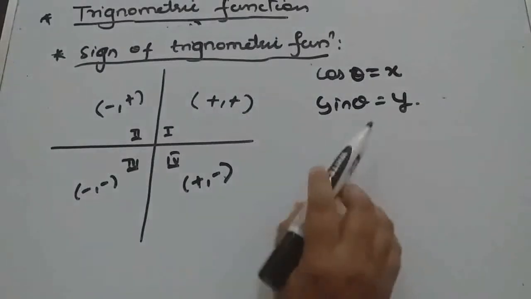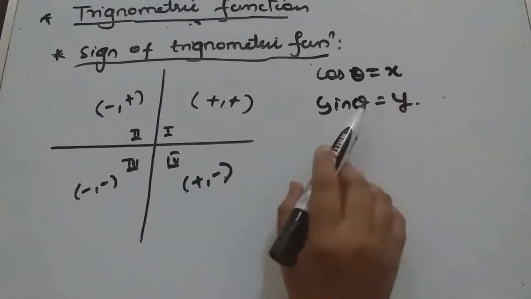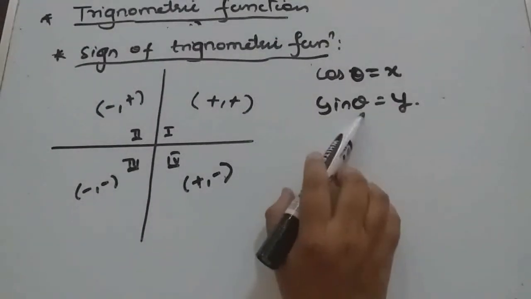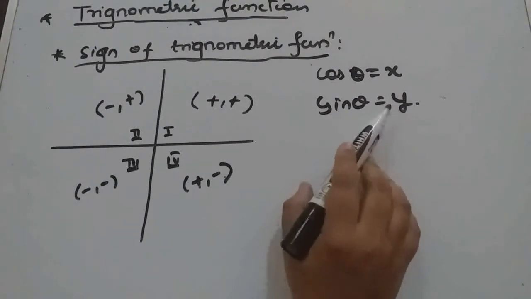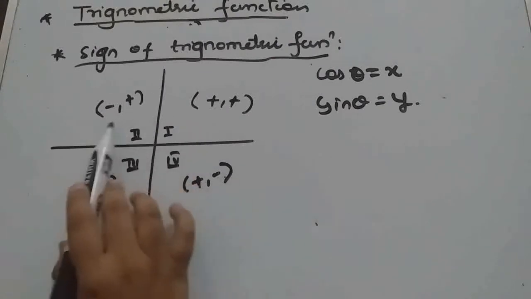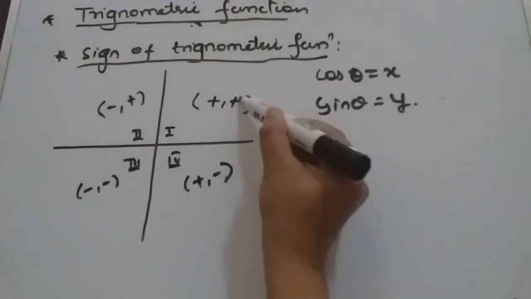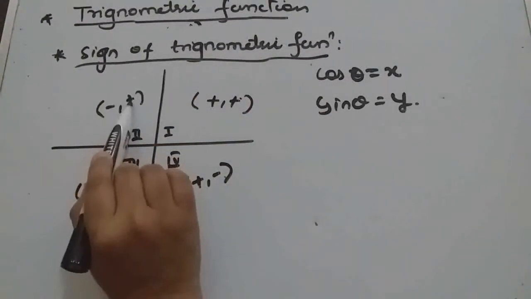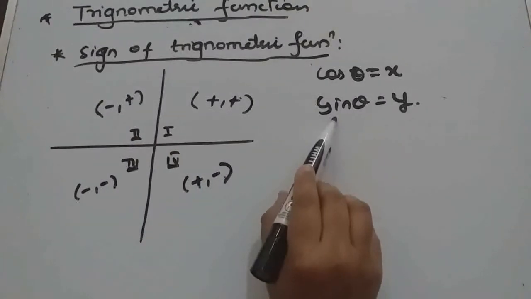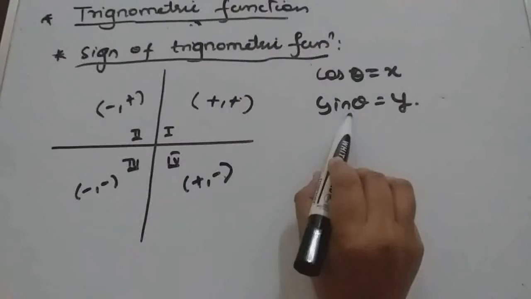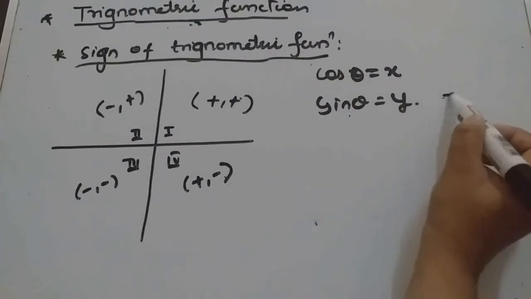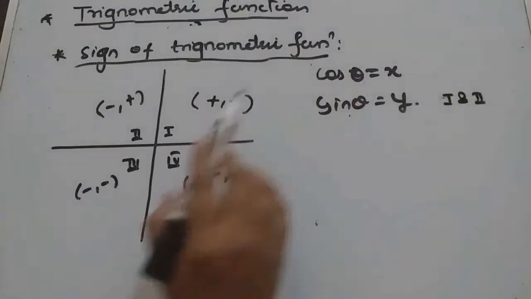Okay, so now we will discuss the sign of these functions. Suppose sine theta is what? Y coordinate. So in which quadrants is y positive? First and second, isn't it? That means sine theta value y is positive, so sine theta is positive. So sine will be positive in the first and second quadrant.